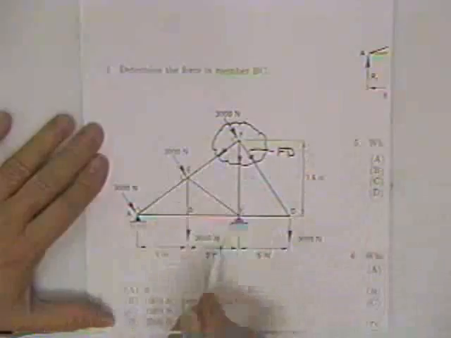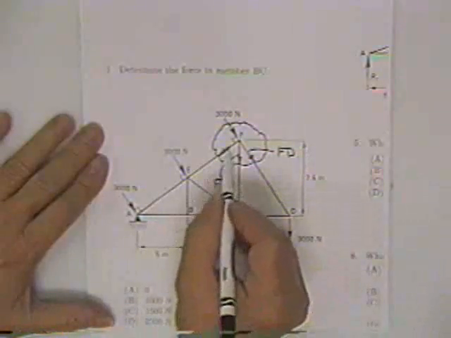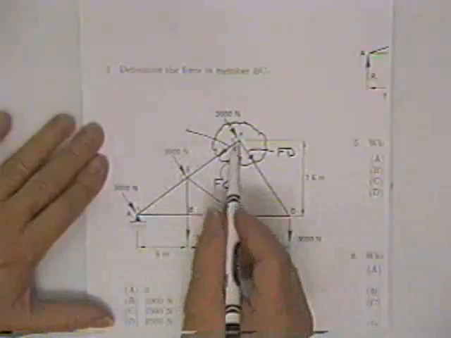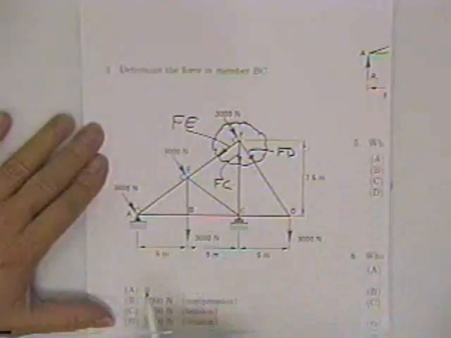You're welcome to give this force a name, FD, since it goes from F to D. You're welcome to give this force a name, FC. You're welcome to give this force a name, FE, and that's a good free body, and it's a valid free body.